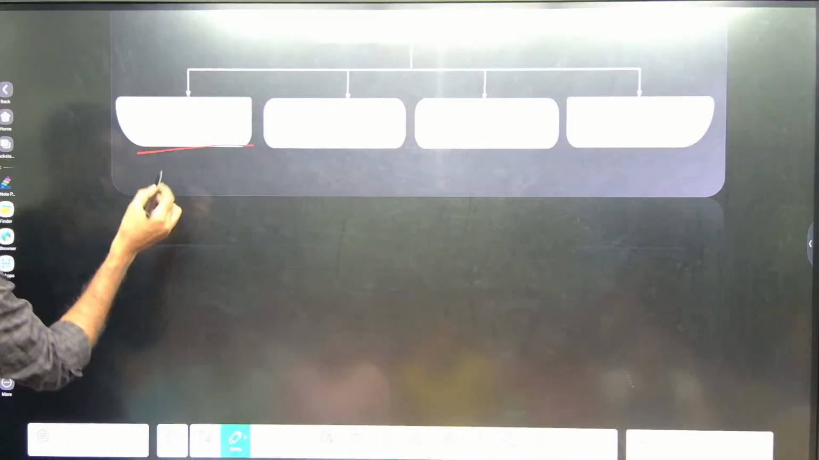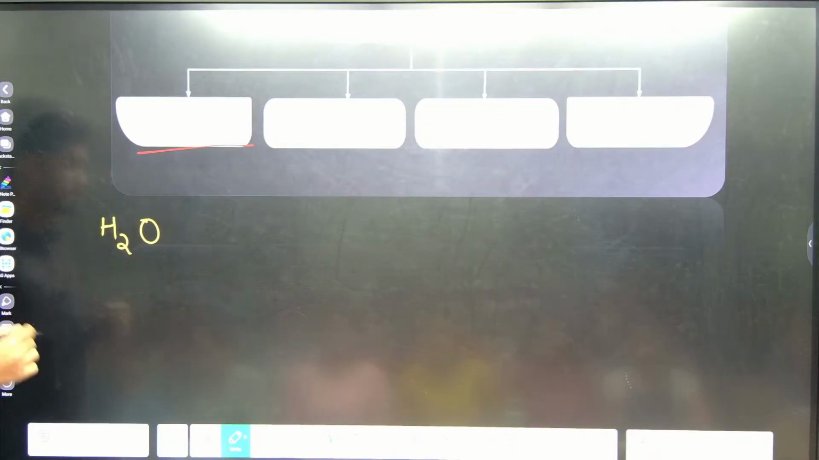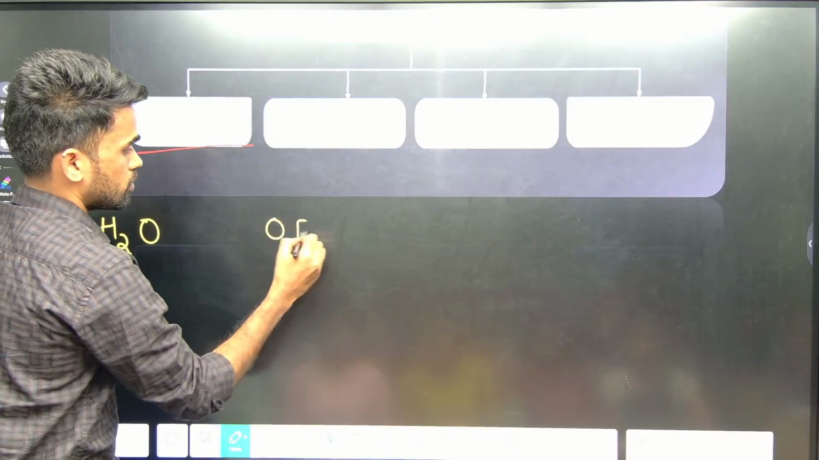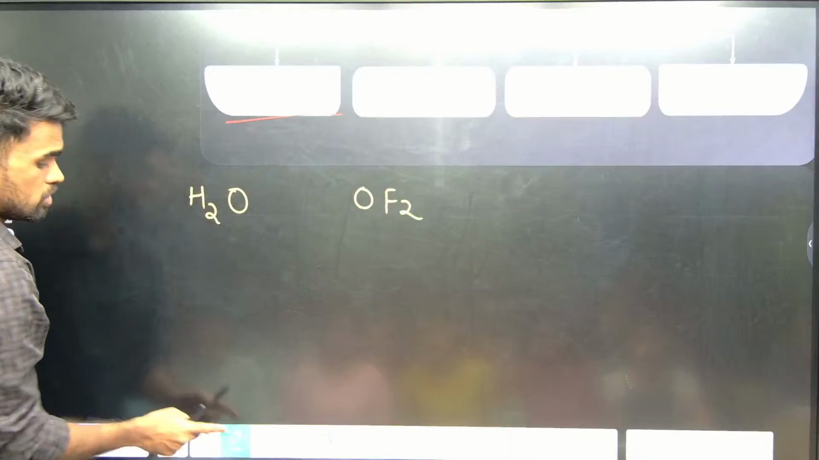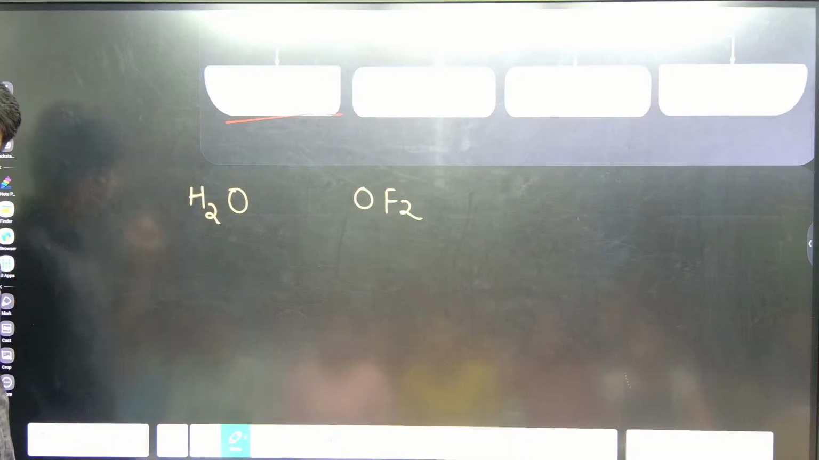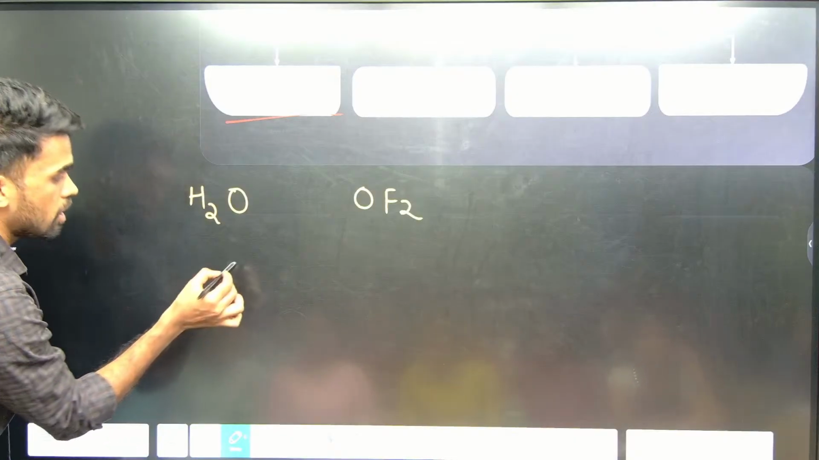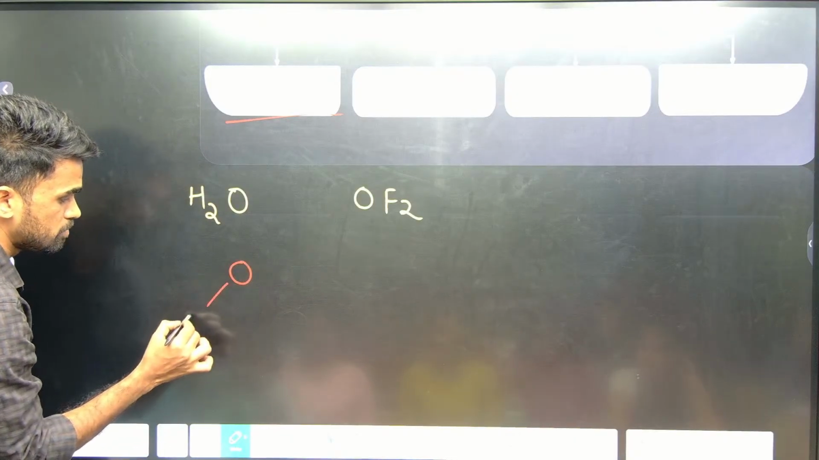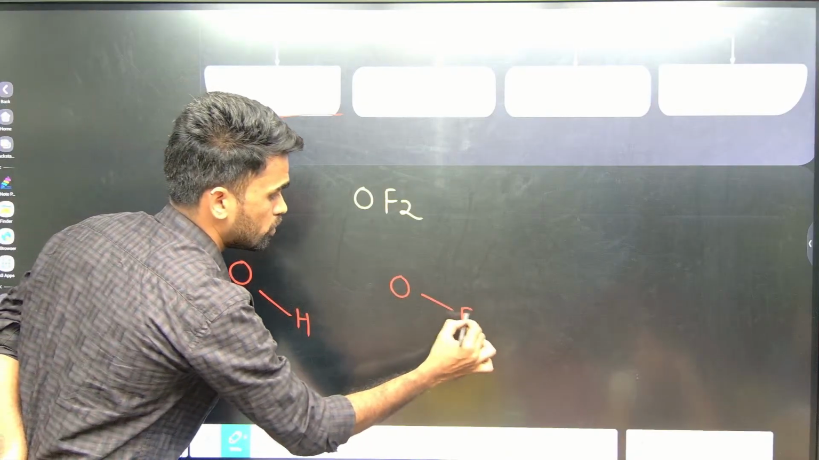Now I will give you 2 bond angle examples. H2O I am writing and OF2 I am writing. What are the 2 things I am taking? H2 and... what is the central atom you are seeing? Oxygen. You put oxygen like this as the central atom, and here also you put fluorine over here and here.